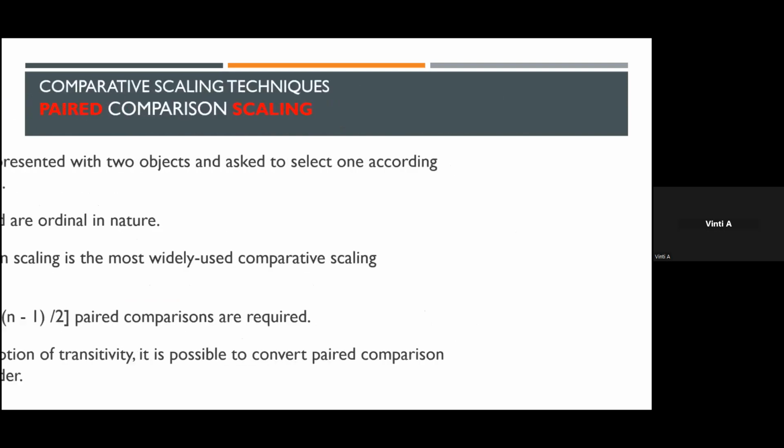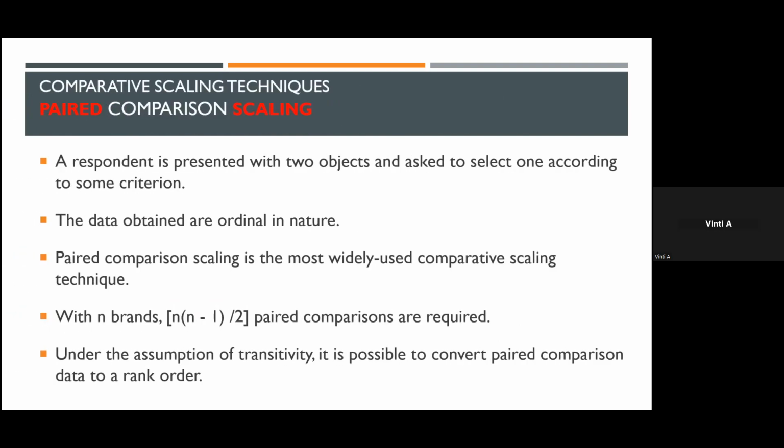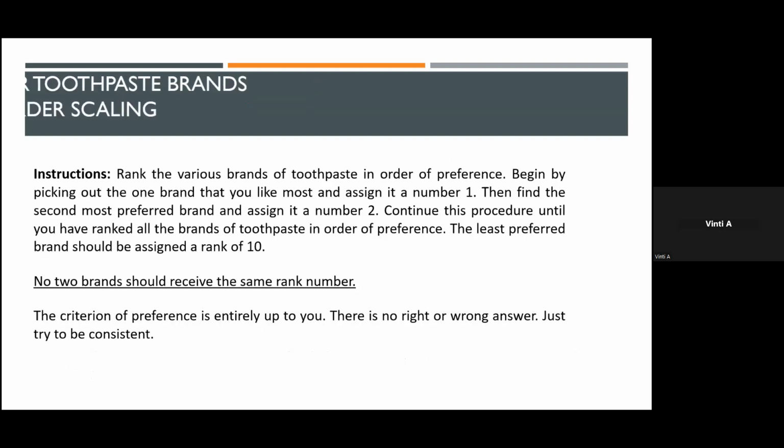I won't get into this because this is pure theory. Now in a paired comparison, it's usually ordinal by nature. The number of comparisons, if you have n brands, will be n(n-1)/2 paired comparisons. You can convert it into a rank order, but it's kind of difficult.